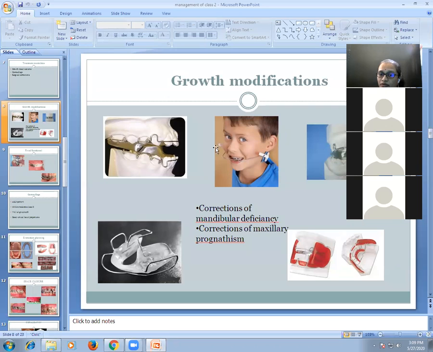For stopping growth, you will use headgears. Fine. There are different types of headgears. This will be your duty or your homework to find out what are the orthopedic appliances and what are the myofunctional appliances and how they are used.